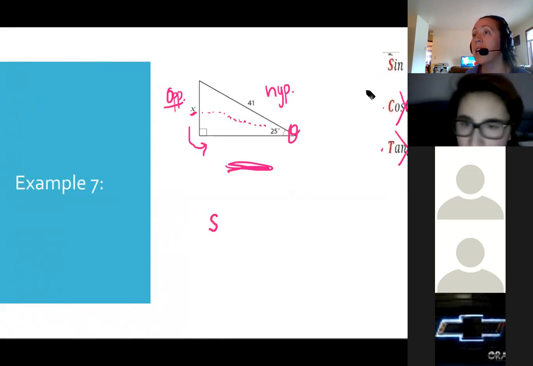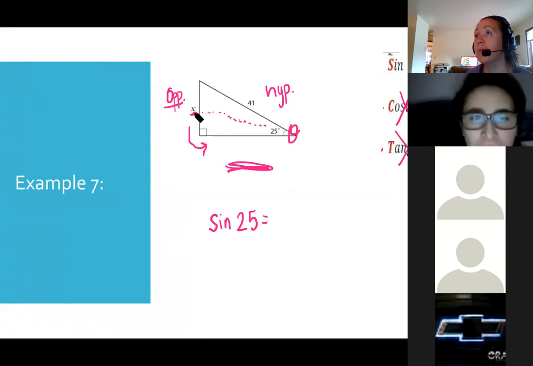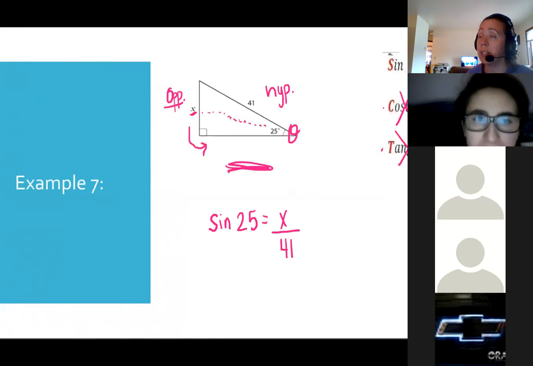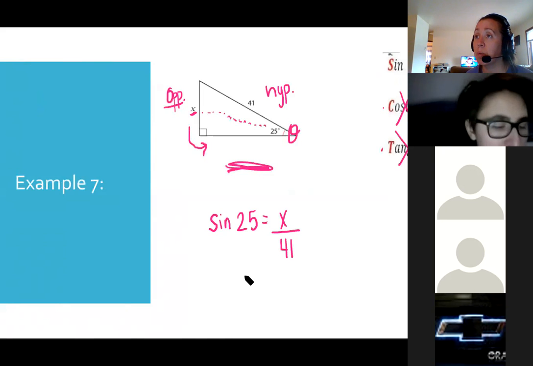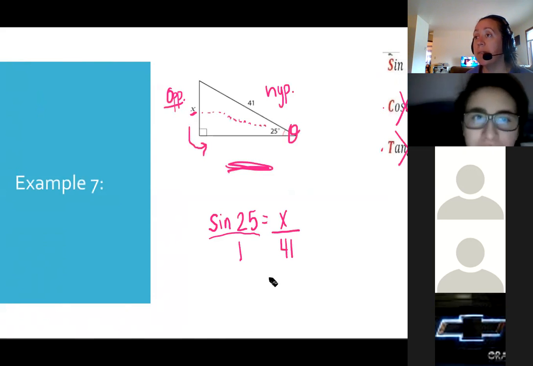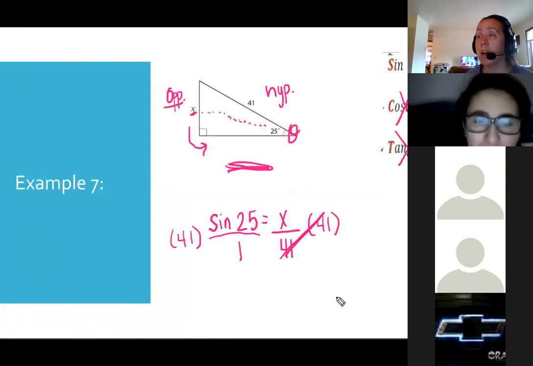So I'm going to start by going sine of 25 equals opposite, which is my x, over hypotenuse, which is my 41. So now you can think of it any way. You can change this into a proportion by putting this over 1. Or you can say, how do we get rid of dividing by 41? We multiply by 41. And then that cancels out there. So x is equal to 41 times the sine of 25.